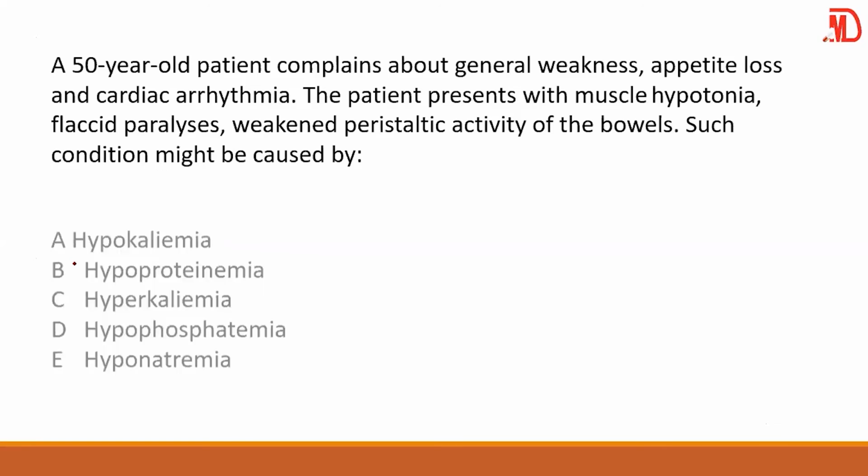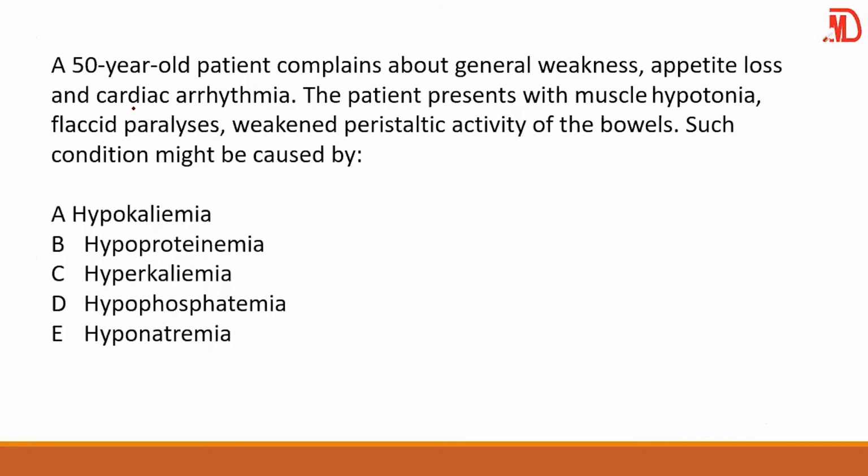All right. What do we have? We're having a 50-year-old patient complaining of general weakness, loss of appetite, and cardiac arrhythmia. The patient presents with hypotonia. That means the muscle is quite weak, and there's flaccid paralysis, that we can't even lift it up. There's weakened peristaltic activity of the bowel. Such a condition might have been caused by what?